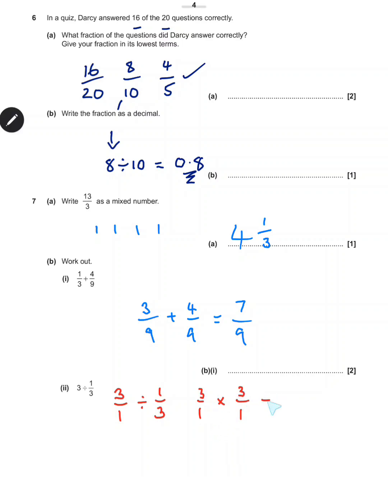And then just times tops together. 3 threes are 9. Times bottoms together. 1 times 1 is 1. And 9 over 1 is 9.